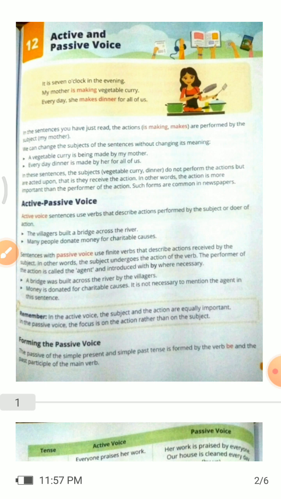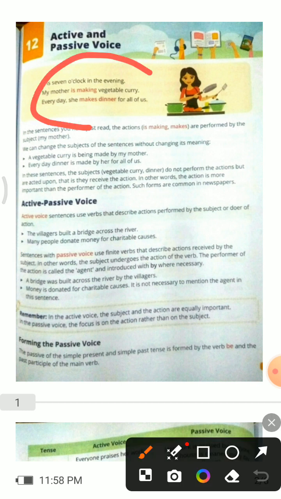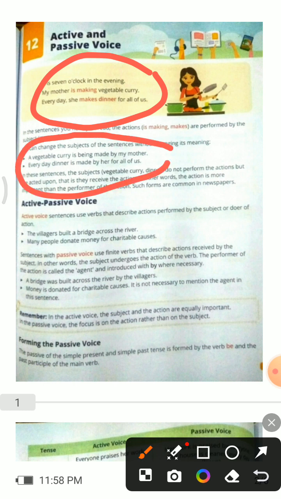Just see, a vegetable curry is being made by my mother. What is the original sentence? My mother is making the vegetable curry. It means right now the mother is making the vegetable curry. And now we come to the passive sentence. It says, a vegetable curry is being made by my mother. That means somebody else is reporting it, right? Is being made. Okay, so this is how we change it.